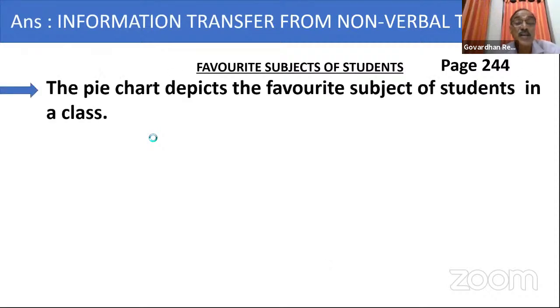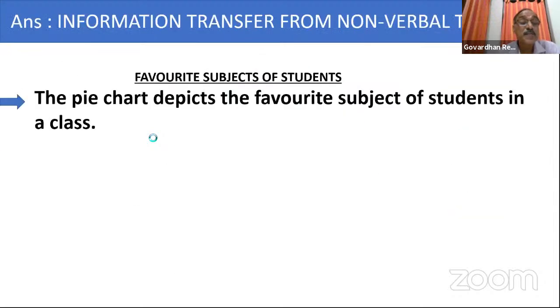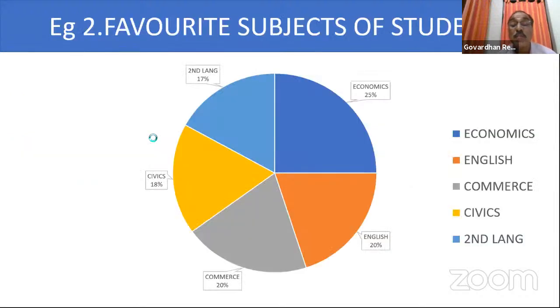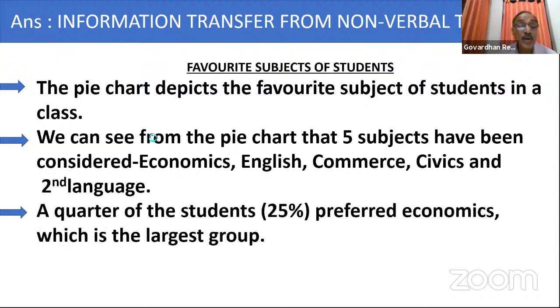First sentence, the pie chart depicts the favorite subject of students in a class. Next, we can see from the pie chart that 5 subjects have been considered: economics, English, commerce, civics, and second language. Next, coming to the pie chart again, economics constitutes 25% of the circle. On that, you can write a sentence. A quarter of the students, that is 25%, preferred economics, which is the largest group.